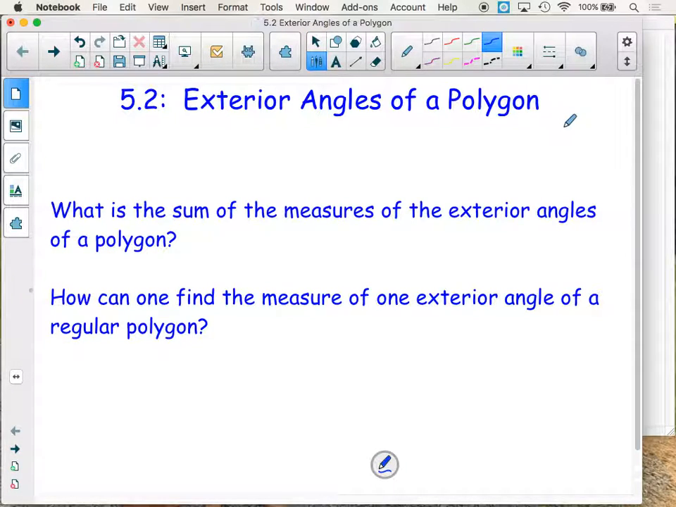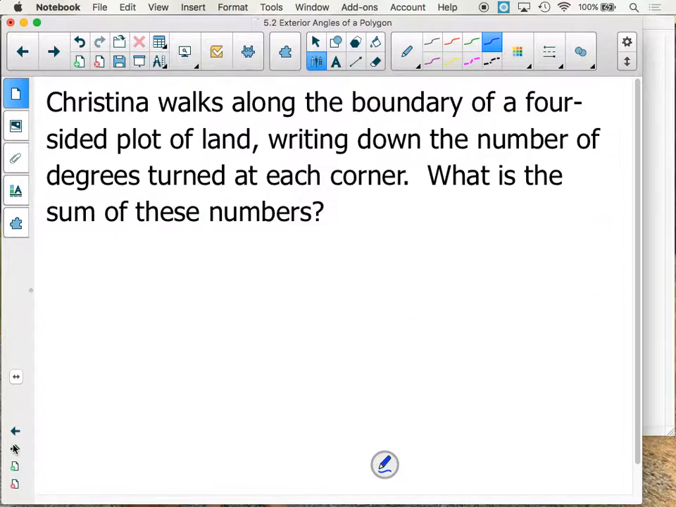So in this video, we want to learn how to find the measures of exterior angles of a polygon. Not only the sum of all of the exterior angles, but how to find the measure of one exterior angle of a regular polygon. So let's see how to proceed.